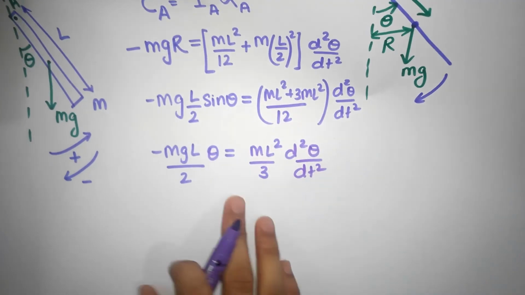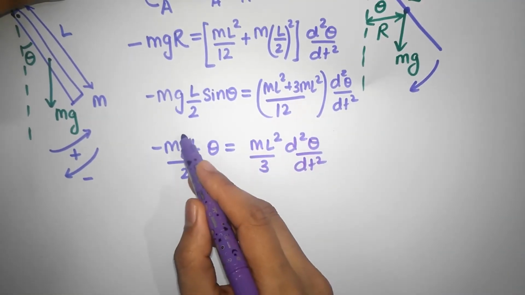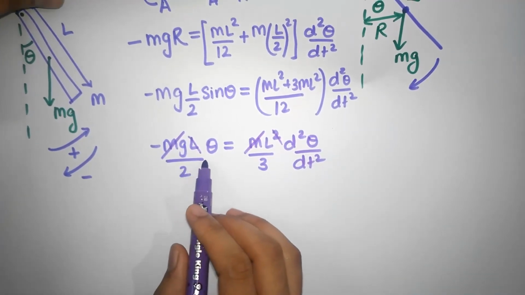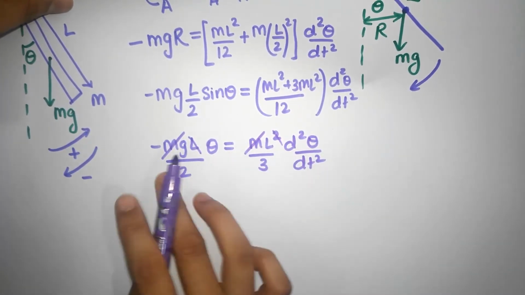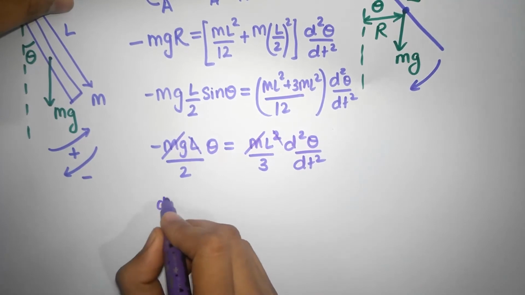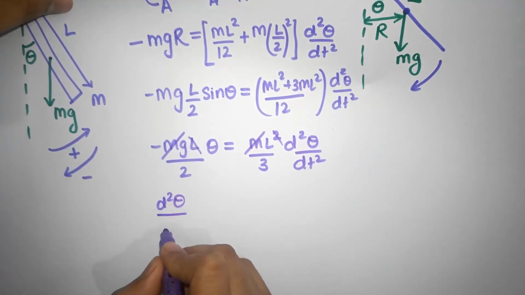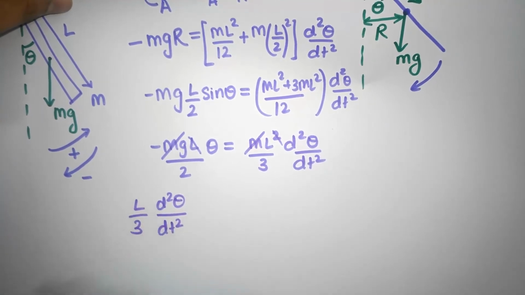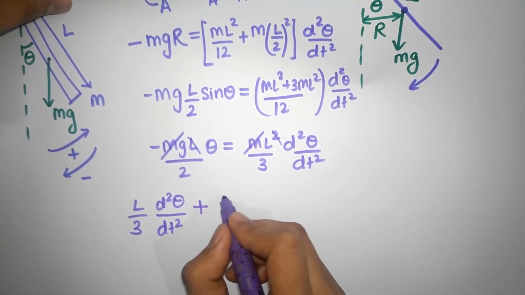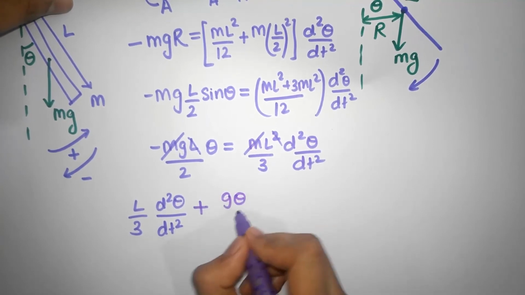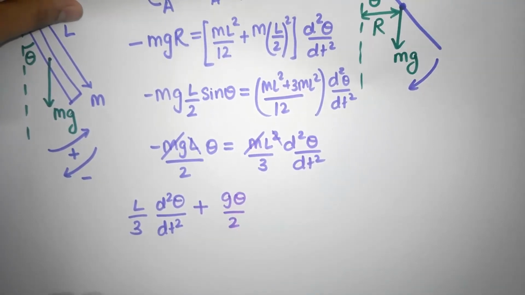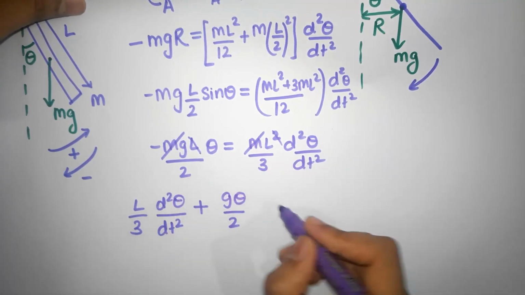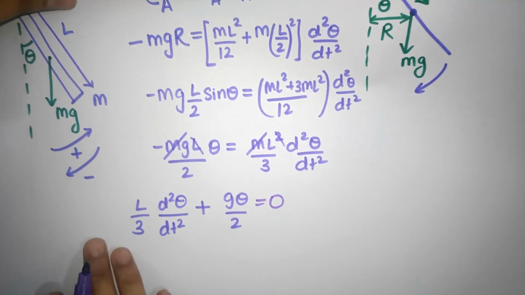We're slowly beginning to shape this equation, and we're coming to the standard form now. Let's cancel out all the stuff that we don't need. We'll bring this on this side, and we'll now get d squared theta by dt squared times L divided by 3 plus g times theta divided by 2. I hope I've not made any mistakes here. Yeah, everything is fine. That should be equal to 0.